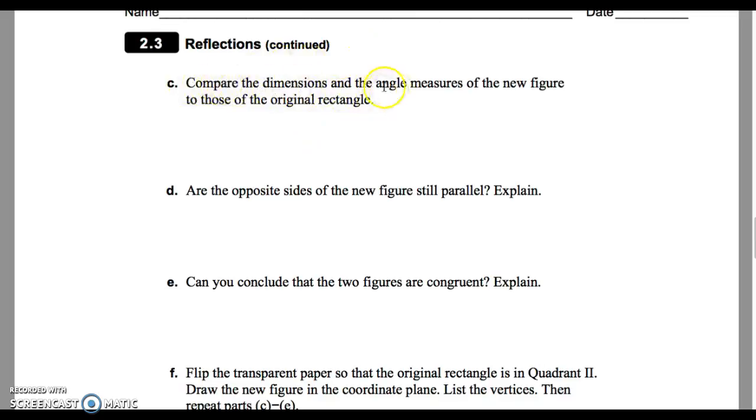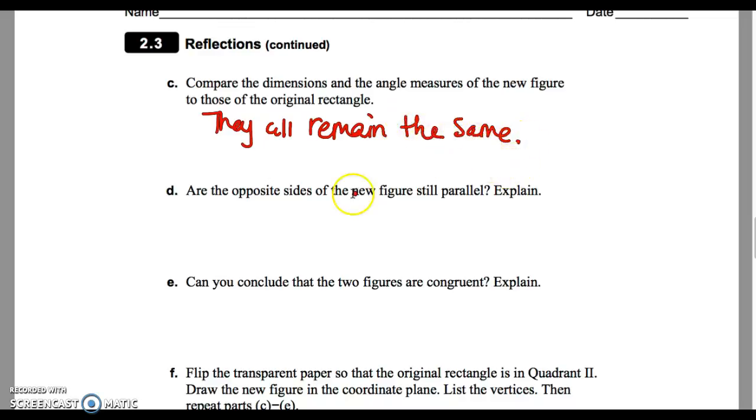Part C, compare the dimensions and the angle measures of the new figure to those of the original rectangle. So look at your original and your new rectangle. What do you notice about the dimensions, how long the sides are? And then what do you notice about the angles? Okay, they all remain the same. So the size of the shape didn't change at all, just the direction it was facing and the location.